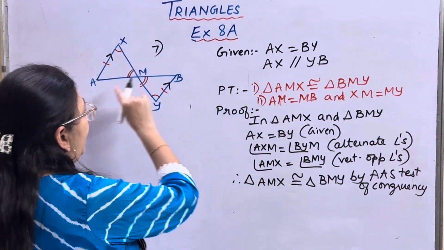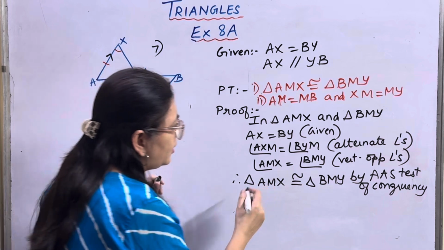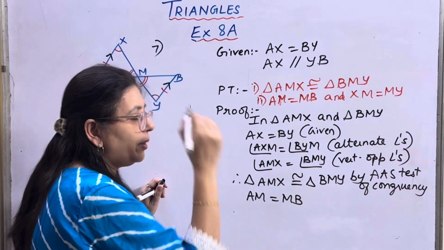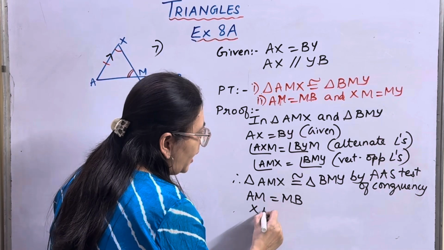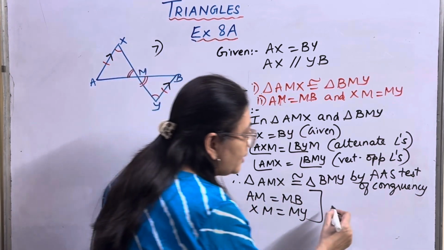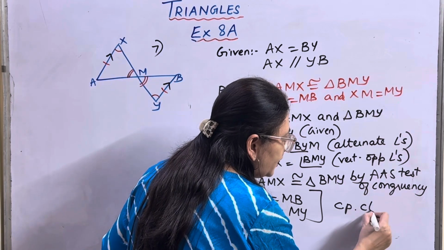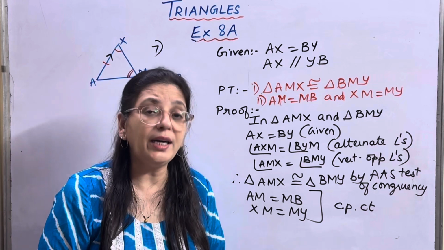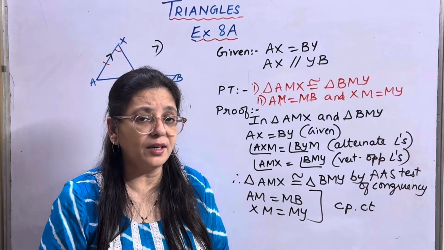Now, AM and MB, they will be equal. Can you tell me the reason? Comment and tell me the reason. And XM will be equal to MY. What is the reason? It is CPCT, corresponding parts of congruent triangles. I hope it's clear, children.